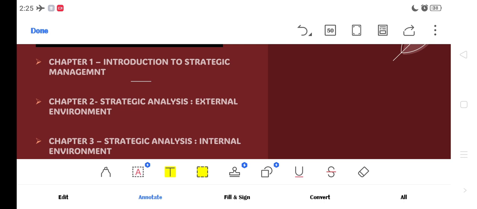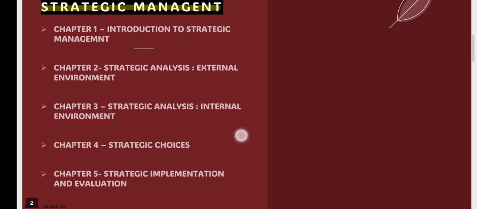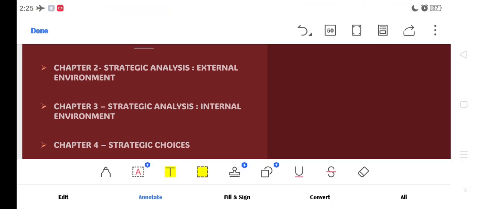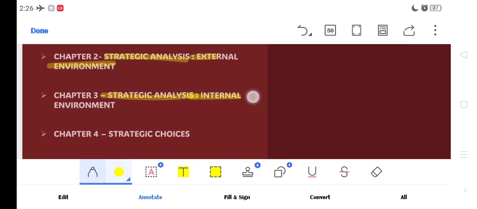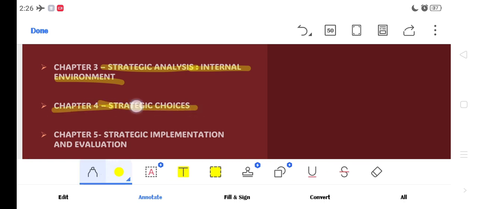And as there are only 5 chapters in the syllabus, most probably 8 to 10 marks are going to come from each chapter. In this, the first chapter is mostly MCQs only. There is not much scope for descriptive ones. This is the second chapter, which is about strategic analysis and external environment. And this is the third chapter, strategic analysis, internal environment, and strategic choices. This is the fourth chapter.